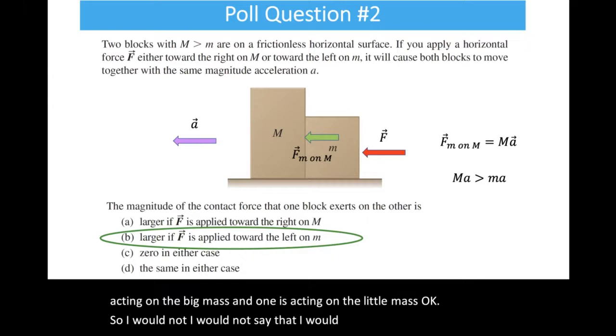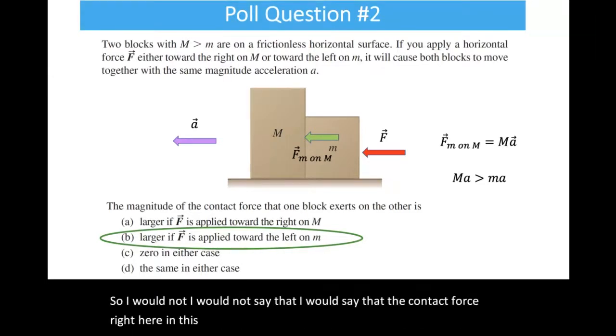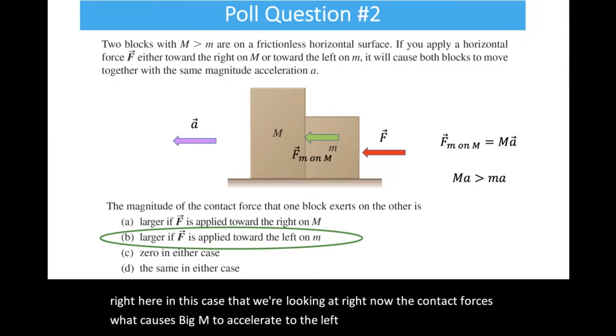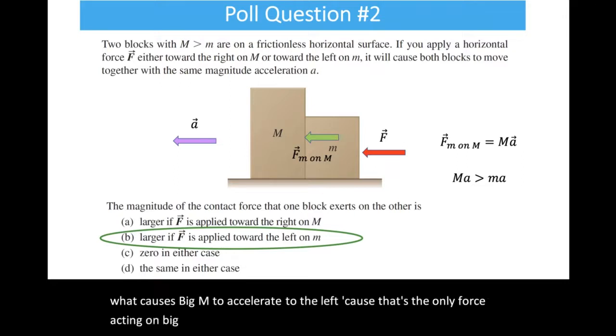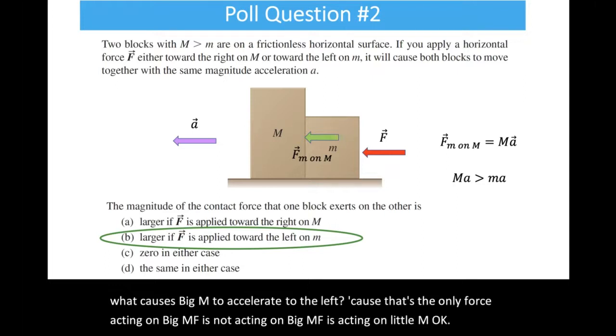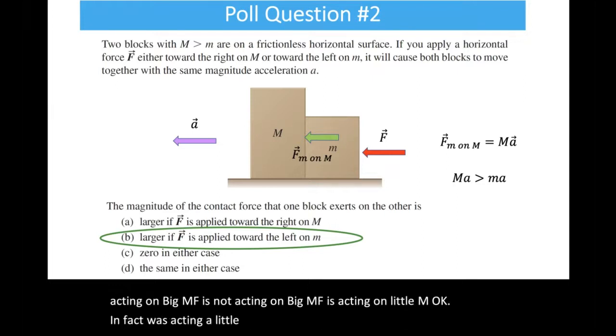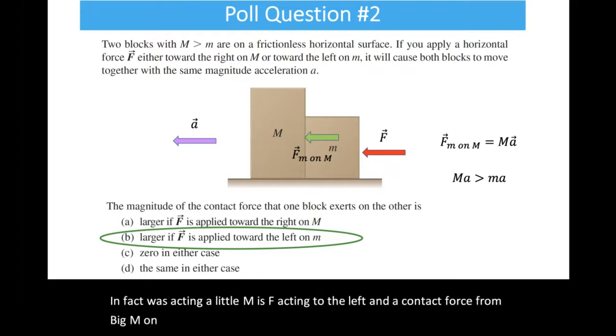I would say that the contact force right here, in this case that we're looking at right now, is what causes big M to accelerate to the left, because that's the only force acting on big M. F is not acting on big M. F is acting on little m, okay? In fact, what's acting on little m is F acting to the left and a contact force from big M on little m acting to the right, and that net force would then cause the acceleration of little m.